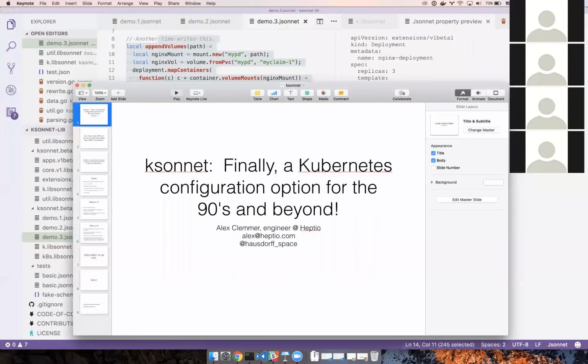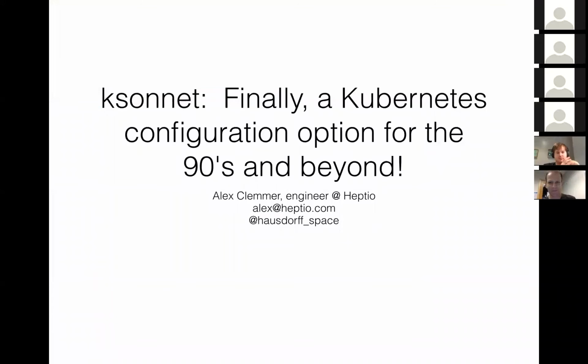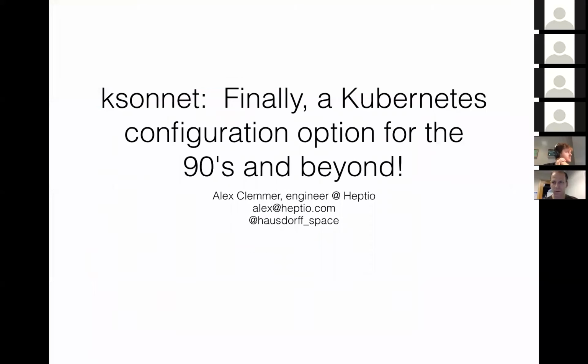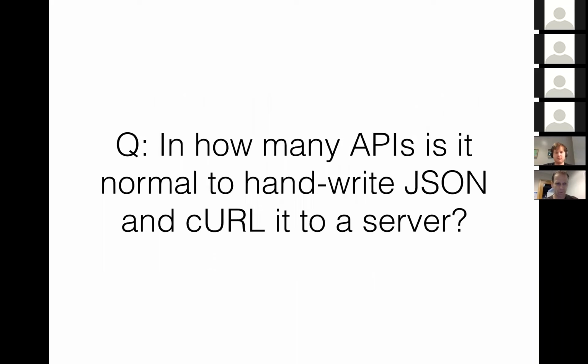Okay, so I gave this a somewhat cheeky title. This is mostly tongue-in-cheek, I guess. I think what I want to talk about today is just the Kubernetes story of how you write down applications. So, what container is running, how many replicas, stuff like that. And I think a good motivating question to ask is, how many APIs do you interact with day to day where the blessed workflow is to handwrite some JSON and curl that to a server? So I can think of CloudFormation and Kubernetes, and that's it.